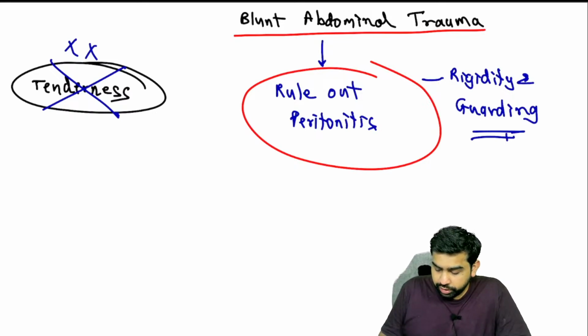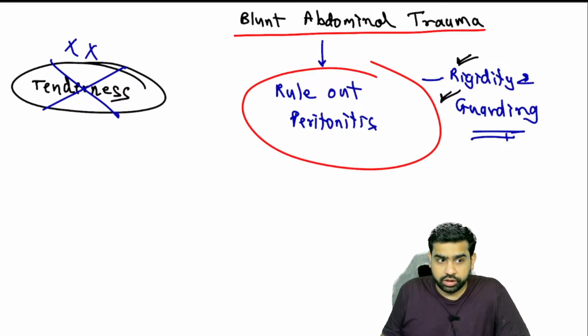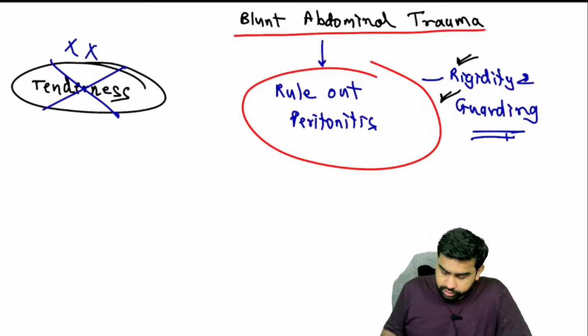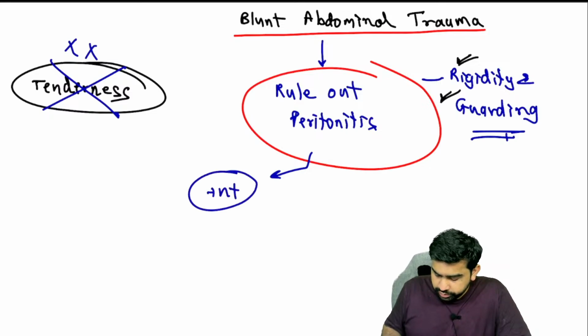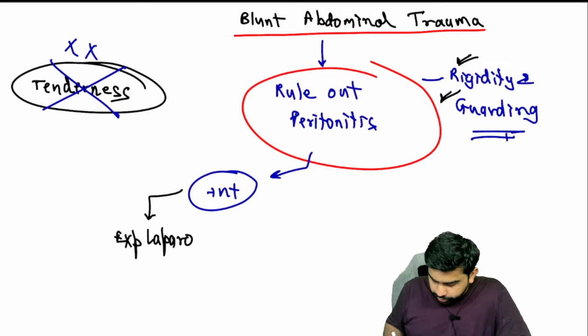The patients have to have rigidity or guarding, and that basically determines whether the patients are having the features of peritonitis or not. Do you understand my point? That is the first thing. If peritonitis is present, no other investigation is needed. You straight away take the patients for an exploratory laparotomy.